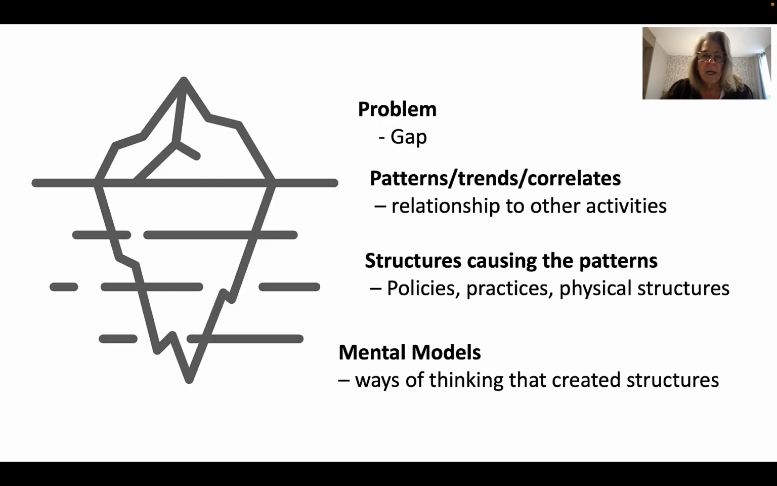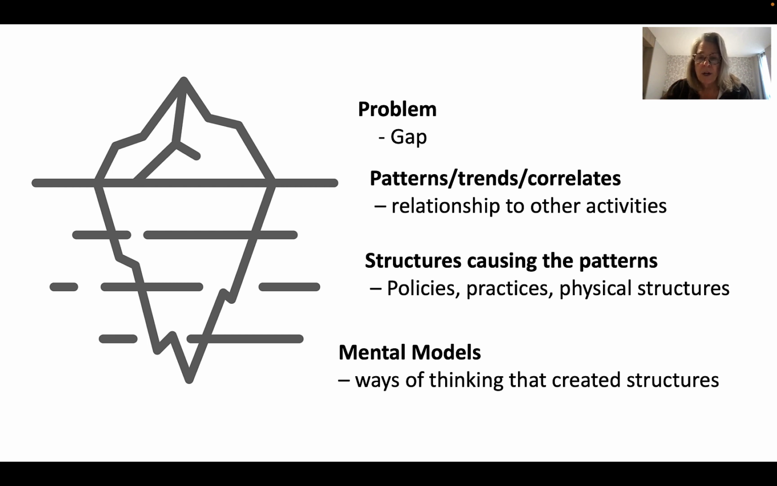The next thing you want to understand is what are the root causes of the problems. And I often use an iceberg model where the tip of the iceberg is the problem that we're having. And then below the waterline, there are 3 other levels, theoretically. The first is patterns, so trends or correlates. The idea is that this problem happens when other things happen too. So it actually might be caused by something else, or there's some sort of correlate with something else.